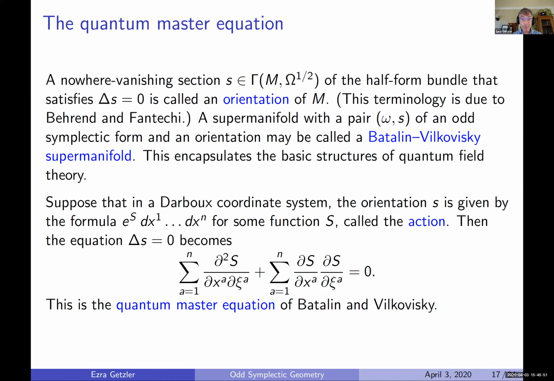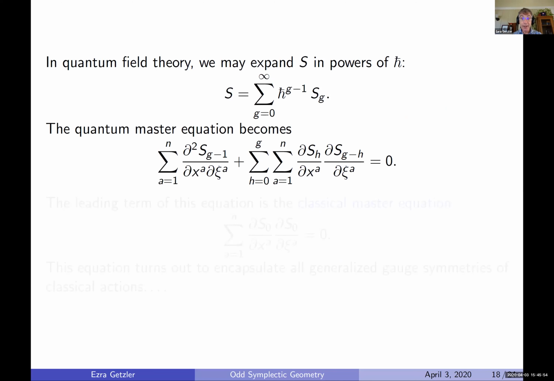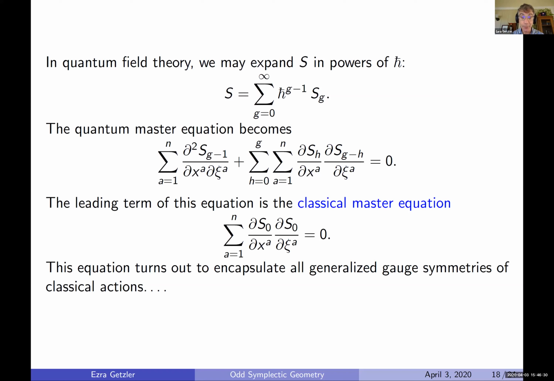So actually in quantum field theory, and this is really the big difference between the story I'm telling you about today and the eventual applications, the action will be expanded as a Laurent series in Planck's constant, h bar. The initial term will be a residue of that, h bar inverse times S0. S0 will be the so-called classical Batalin-Vilkovisky action. Then we can expand the quantum master equation into a series of equations for increasing genus. And the leading term is the classical master equation.